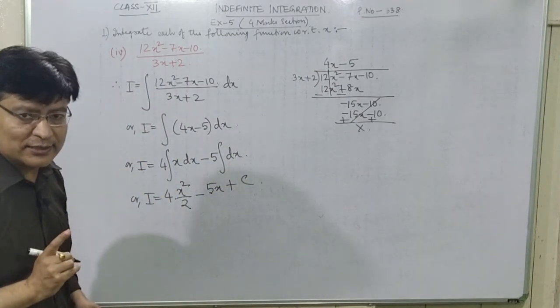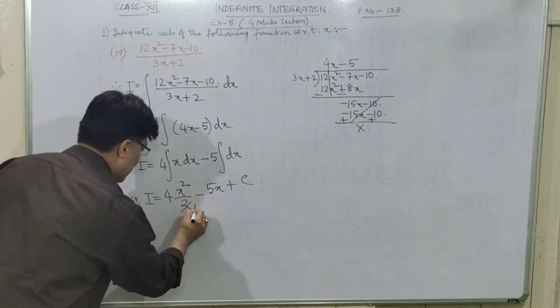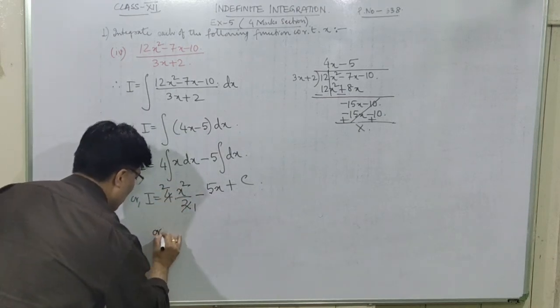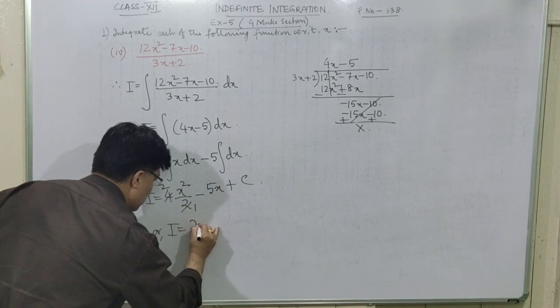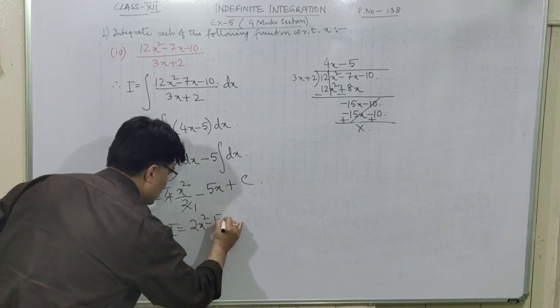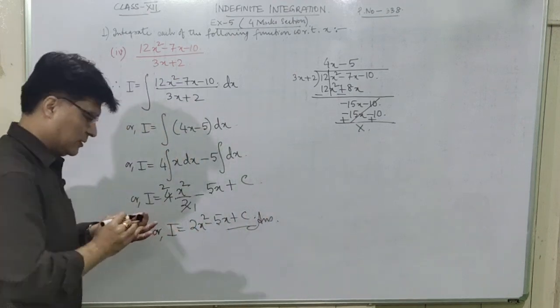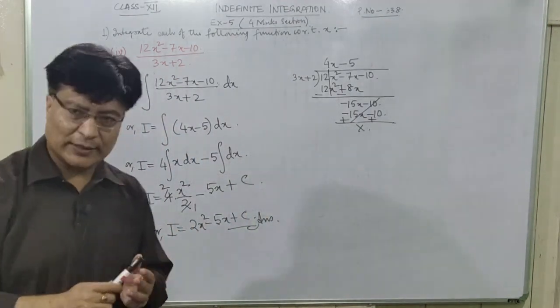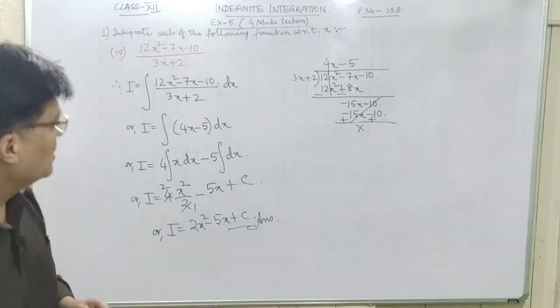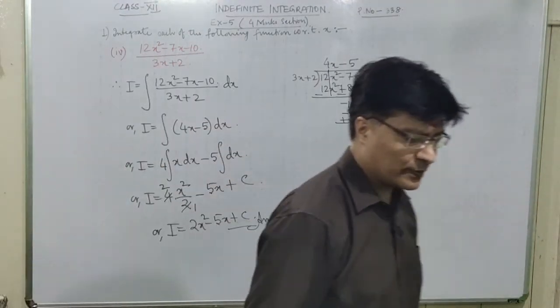You have to write constant c. So this is 2 1s are 2, 2 2s are 4. So I is equal to, this is your 2x square minus 5x plus c. So this is the final answer. So I think you have understood it. So you can copy it. Now we'll do the next problem.